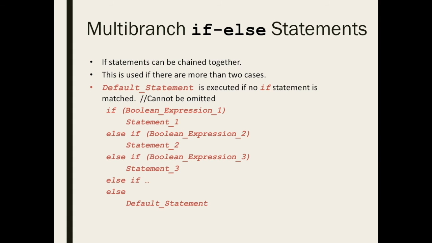So we've seen that with multi-branch if-else statements, we can chain if statements together if there are more than two cases by using the keywords if, else if, and then else. Note that the else where the default statement is executed cannot be omitted and is only executed if none of the prior conditions evaluated to true. So how many statements can execute in a multi-branch if-else statement? Only one. Under no circumstance can more than one of these statements be executed.